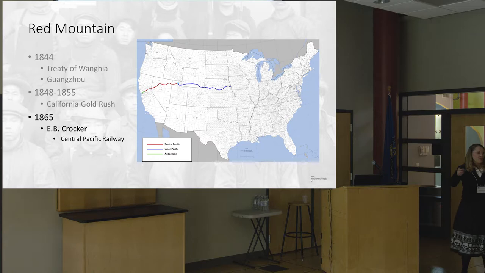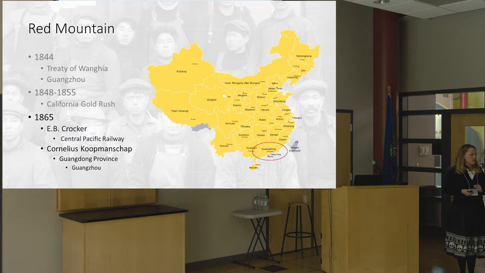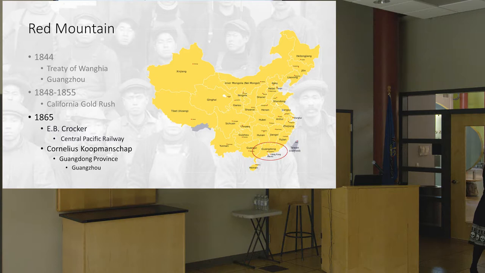So, because it's opened up, Cornelius Koopmanschap, who happened to be a Dutch sea captain who was very skilled with trade, particularly with the Chinese, said, no problem. I'm already running boats from the US to China and back and forth with goods. Why not throw a few people on it too? So he starts recruiting people to come over en masse to the US to work on the railway.